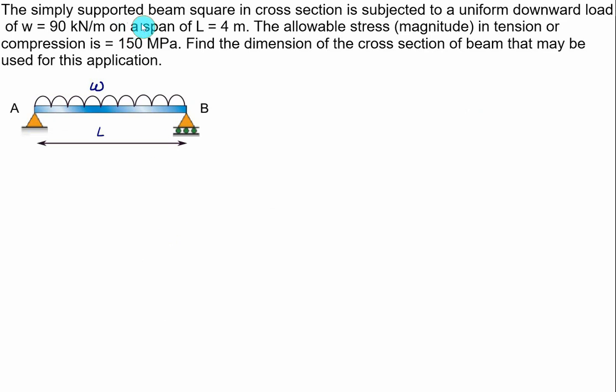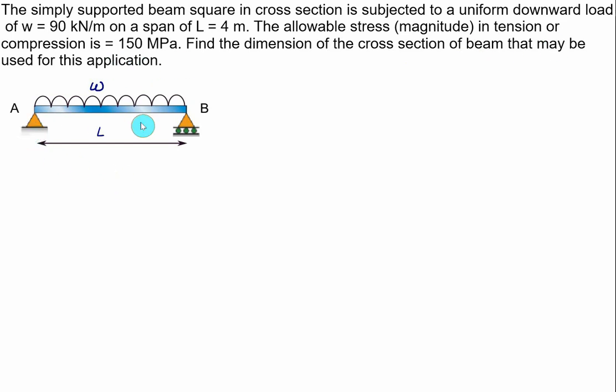A simply supported beam, square in cross section, is subjected to a uniform downward load of W equal to 90 kN per meter, which is the same as 90 Newton per mm, on a span of L equal to 4 meter. The allowable stress in magnitude in tension and compression is given as 150. Find the dimension of the cross section of the beam that may be used for this application.